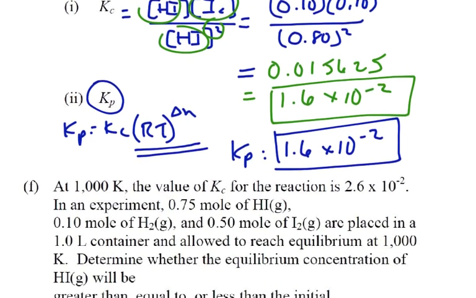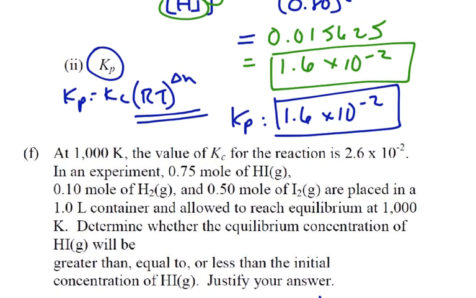Now part F. At 1000 Kelvin, the value of Kc for the reaction is 2.6. Now they're saying this is a different temperature, so at a different temperature we have a different value for K, and that's fine. In an experiment, 0.75 moles of HI, 0.1 mole of H2, 0.5 moles of I2 are placed in a 1 liter container. So again, that's convenient. These numbers of moles can also be used as molarities because it's a 1 liter container. They're allowed to reach equilibrium.